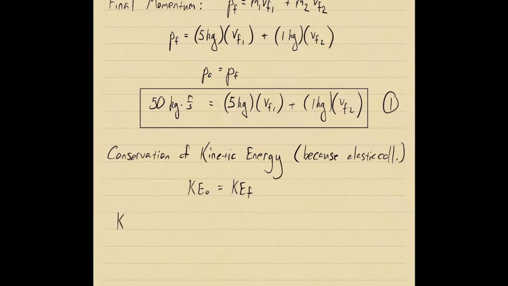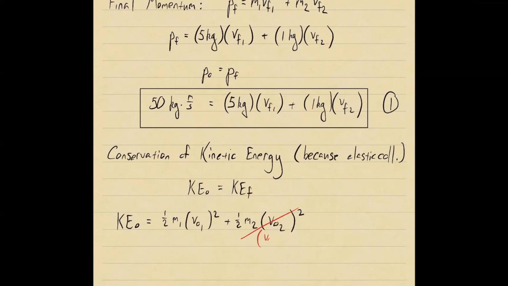So our initial kinetic energy, right, is just the kinetic energy for both. So it's going to be 1/2 times the mass of our first ball times the initial velocity of our first ball squared plus 1/2 times the mass of the second ball times the initial velocity of the second ball squared. But again, our second ball started from rest. So this term is 0, right? Because that's 0.